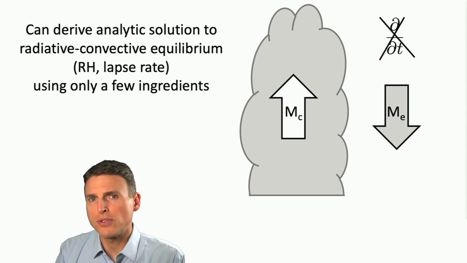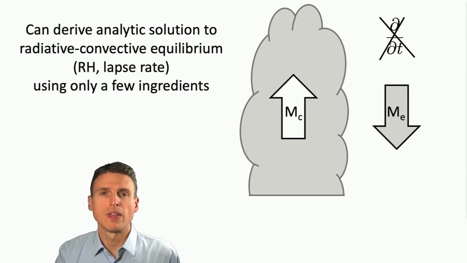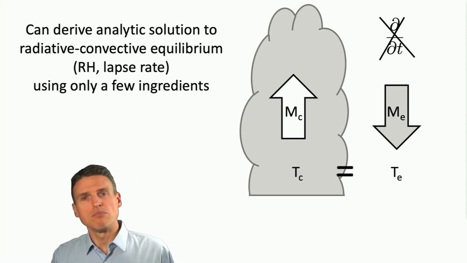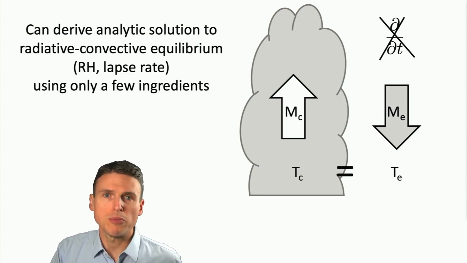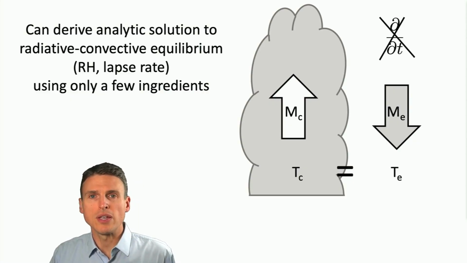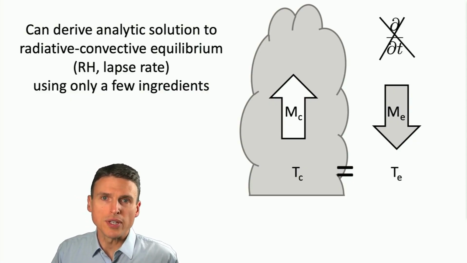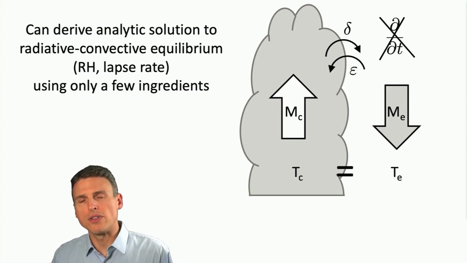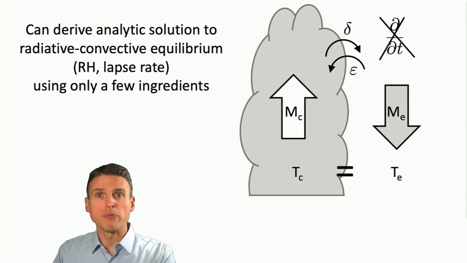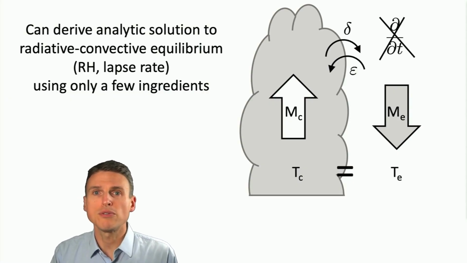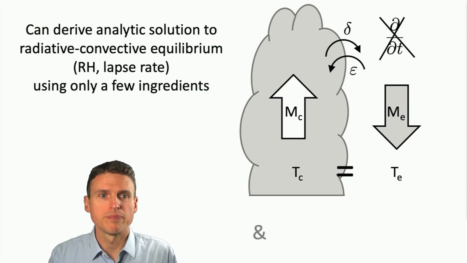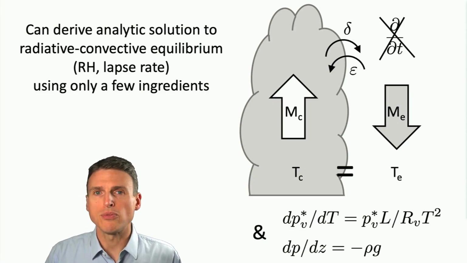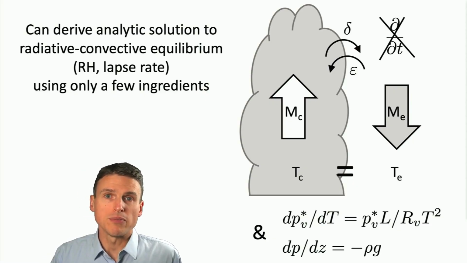Another ingredient is to assume a steady state. We'll also use the zero buoyancy plume approximation, which says that at each height the convection has the same temperature as the environment, which is an empirical fact that we see is adhered to closely by the real atmosphere. Of course, we'll specify some amount of entrainment or detrainment, so this turbulent mixing between the rising convective plume and the descending environmental plume. And we'll add in two other things: the Clausius-Clapeyron relationship for water vapor, and also hydrostatic balance.